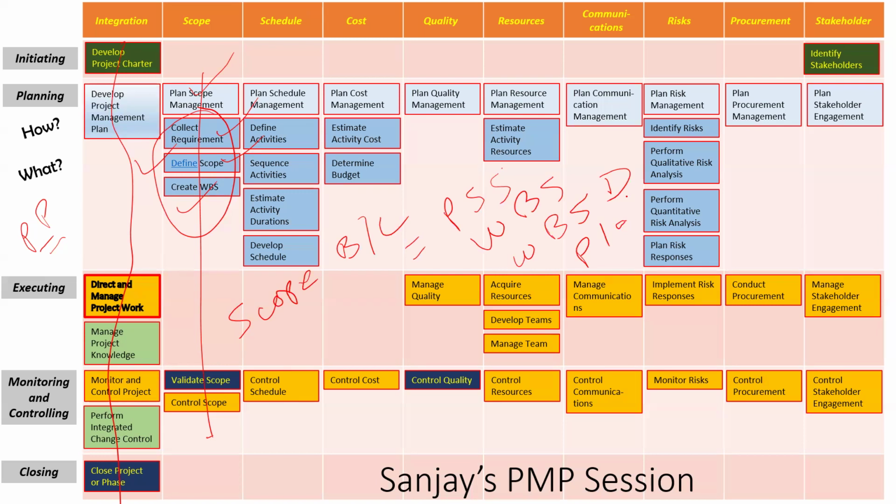Sir, in the book it says scope baseline itself has three things. I read it yesterday, sir, only three were mentioned. If it is saying three, then it will be project scope statement, WBS, and WBS dictionary.